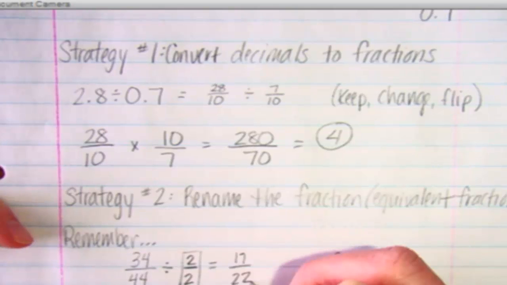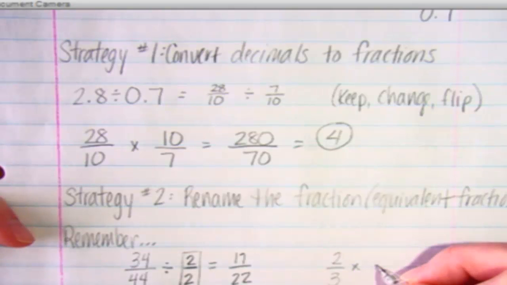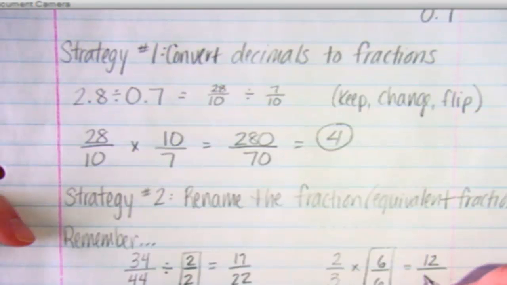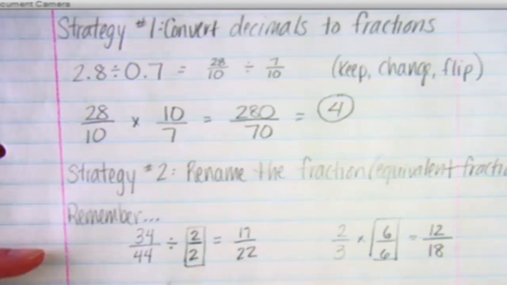We can also multiply the fraction by 1, and we can call 1 anything we want. 6 sixths is what I'm going to call it here. 2 times 6 is 12. 3 times 6 is 18. So if we keep in mind this concept of manipulating fractions by multiplying or dividing them by 1, we can apply that down here to our original division problem.